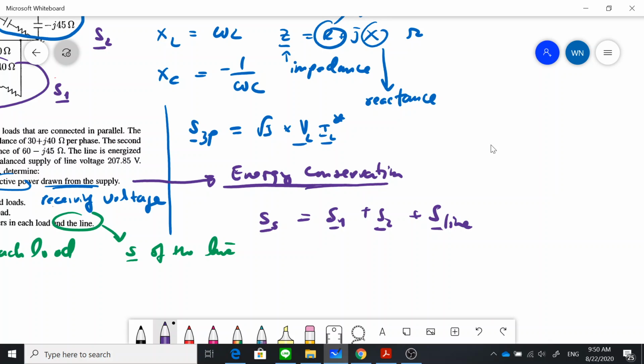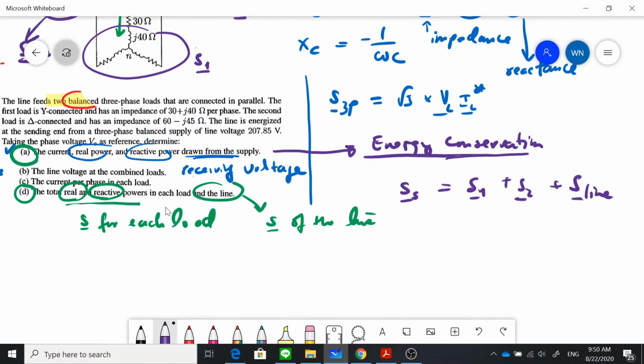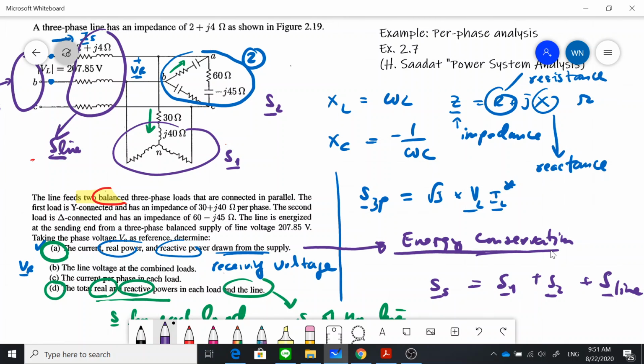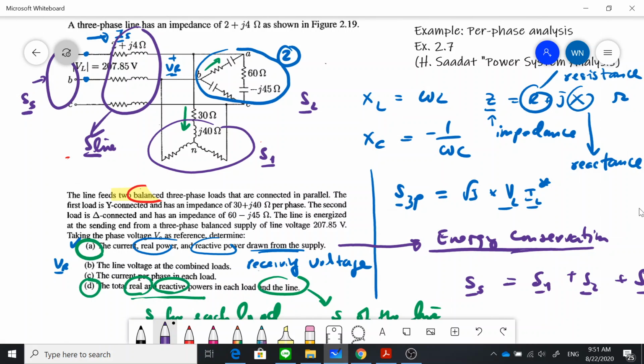So after you compute problem D, the sum of all the quantities that you determine from problem D has to be exactly the same, or very close, to the complex sum of real and reactive power drawn by the source. Now, why don't you pause this video and try to solve this problem yourself, using the knowledge you learned from the lecture, and then we will come back for the solution.